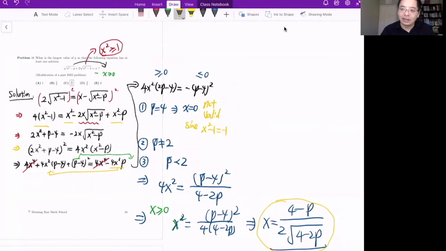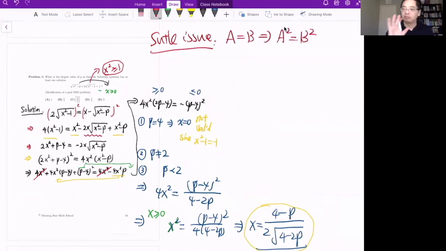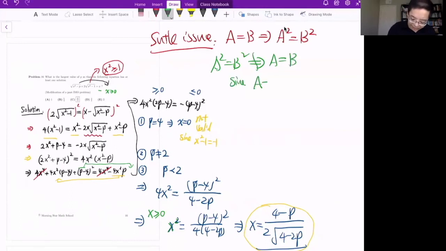Well, there's a subtle issue here. When we solve this, what we did is we kept taking squares. The subtle issue is, if a equals b, that implies a squared equals b squared, right? That's no question. Nevertheless, from a squared equals b squared, usually you cannot go back to derive that a equals b. That's not necessarily true, because you can also have a equals negative b. So we have to be careful to check that this is indeed the solution.